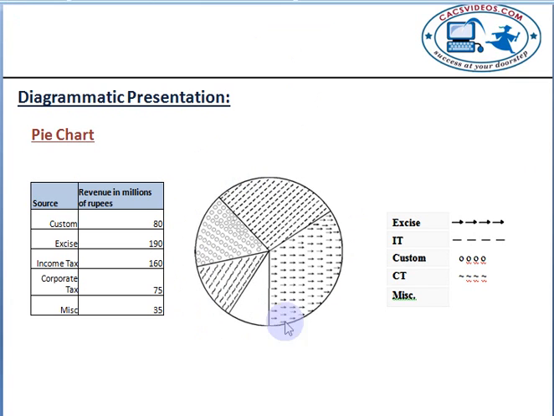See, this is how a pie chart is drawn, but you have to understand how this angle is measured. This dashed line is IT, that is income tax, and similarly there are different symbols used for customs, corporate tax, and miscellaneous also. But you have to find out how you will define how much area is covered by which source. So for that I will explain in detail how this angle is generated.